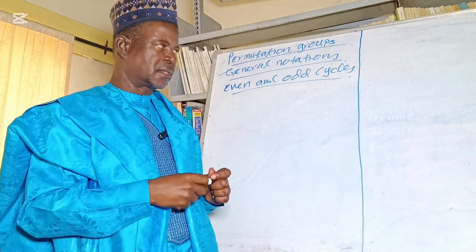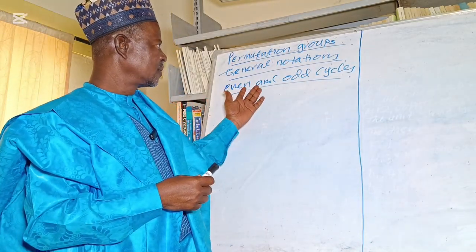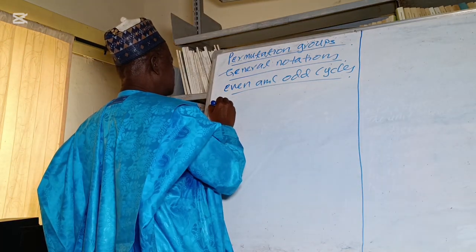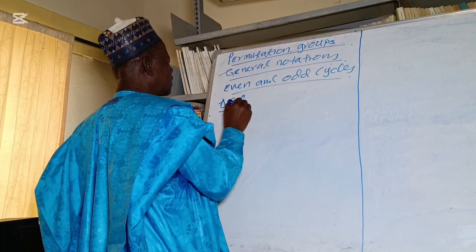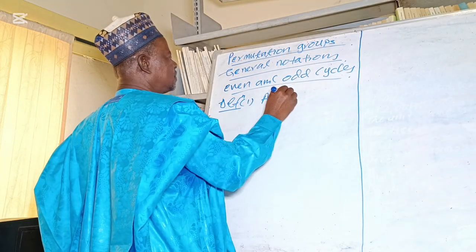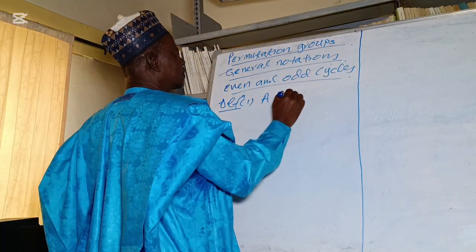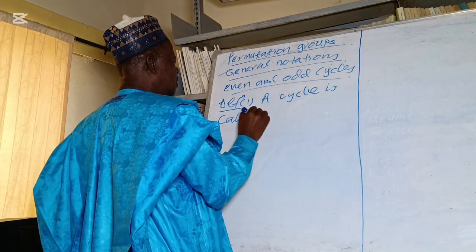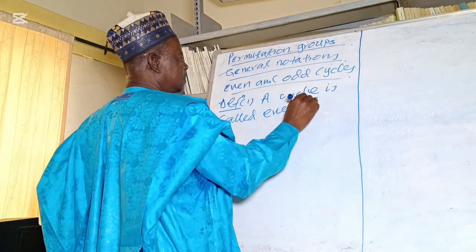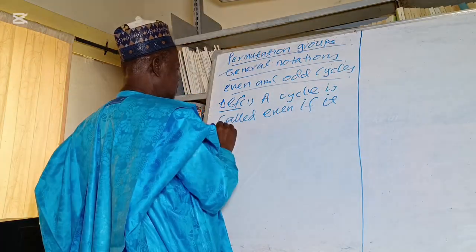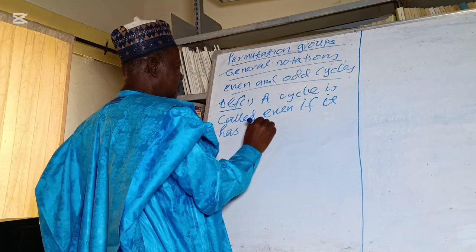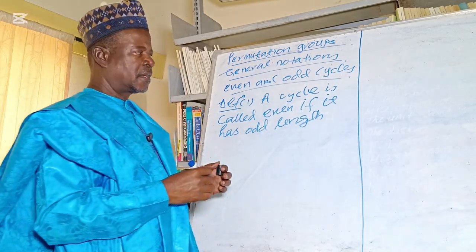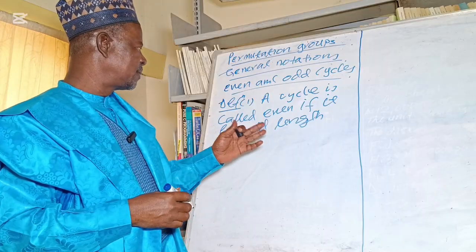In the general notation, we are going to define what we call an even cycle and an odd cycle. So let me begin with even. Definition 1. A cycle is called even if it has odd length. In other words, a cycle is even if it has odd length.